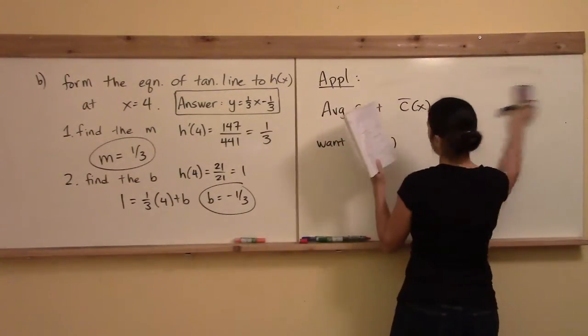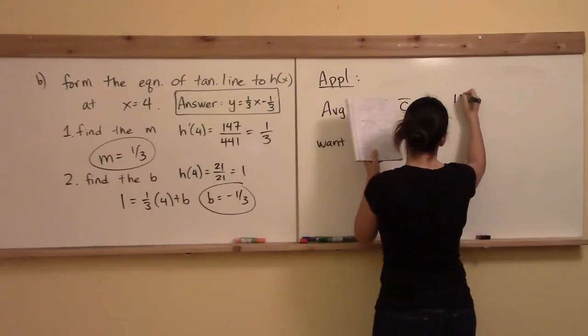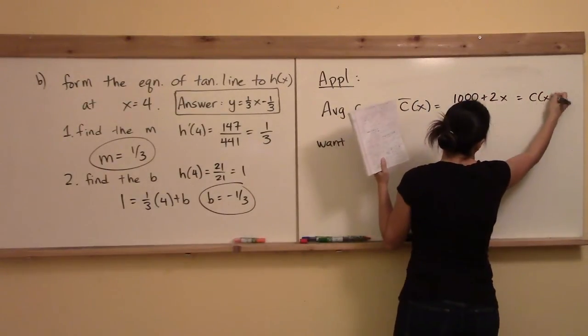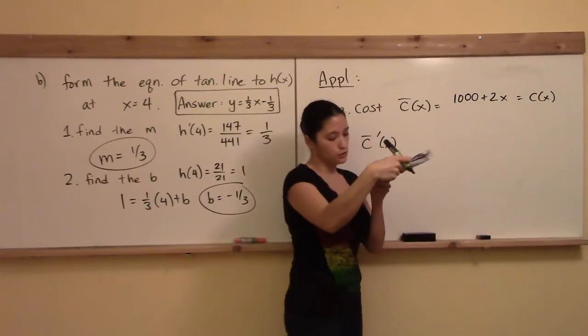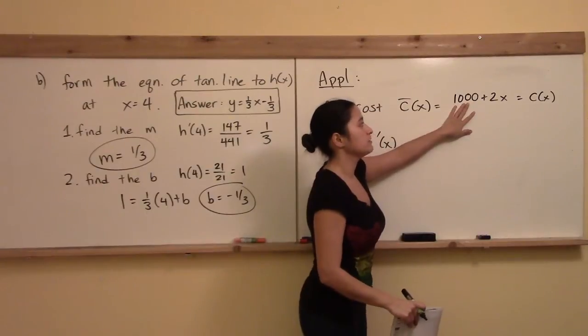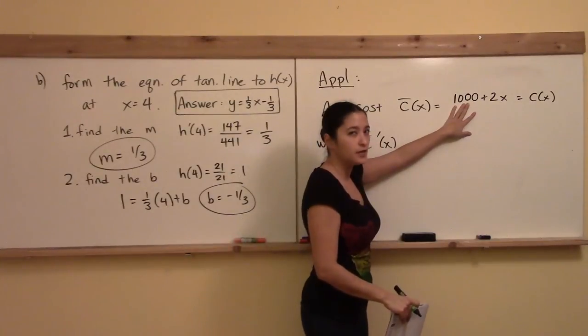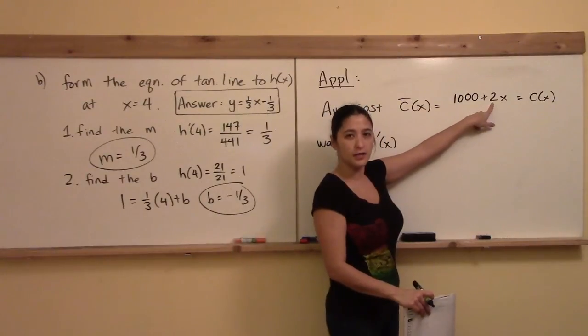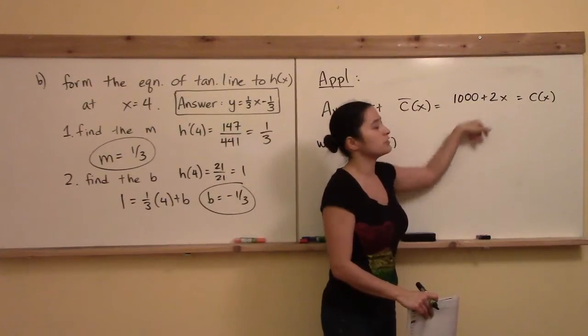Let's say our total cost function c of x is equal to 1,000 plus 2x. So let's say that we have a linear total cost where we have a fixed cost no matter what we do. We have to pay this $1,000 in fixed costs. It's kind of like renting the building. And then we have a variable cost of $2 an item, so we have to pay $2 for each additional item made.